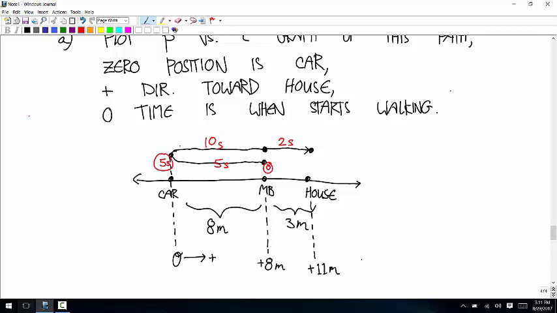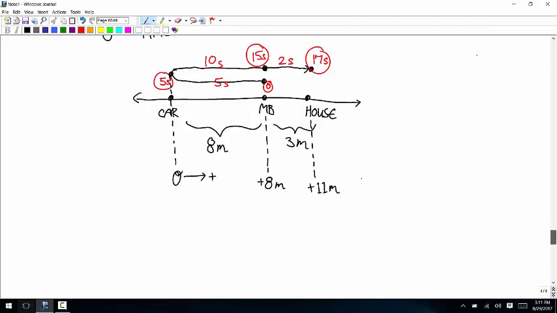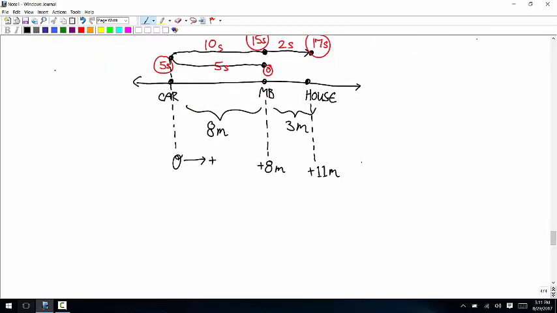Then 10 seconds later than the time 5 seconds, we're back at the mailbox. What's the time there? Yep, 15. And then 2 more seconds, we're at the house. So what's the final time there? 17. And now we can just read all these values off of that drawing to do a position versus time graph.